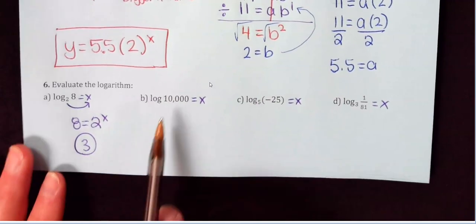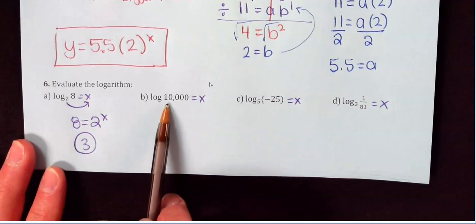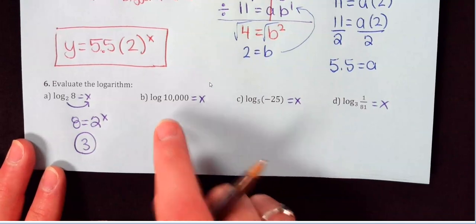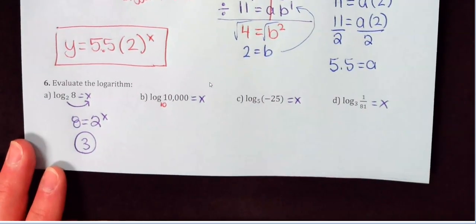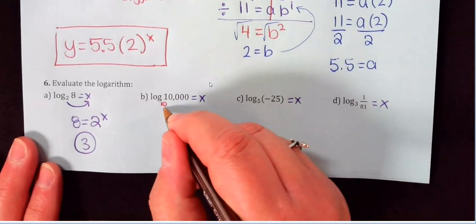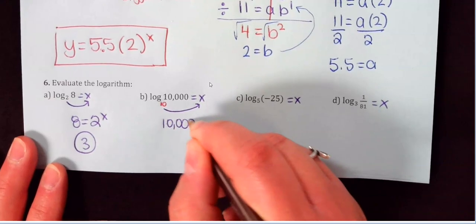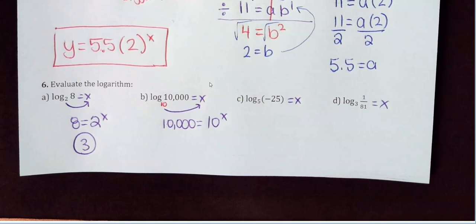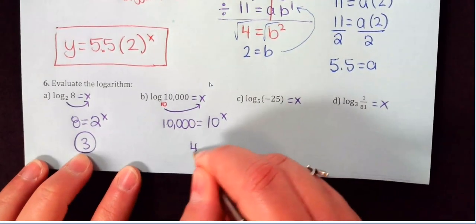This one I put on here: if I just have a plain log, no subscript, what is the subscript? Do you remember? 10. Okay, so I always put that in there for myself. So I'm just going to swing this 10 to get rid of the log. So I have 10,000 equals 10 to the x. Okay, 10,000 is 10 to what power? 4. However many zeros, that's the exponent. So there are 4 zeros, this is 10 to the 4th.